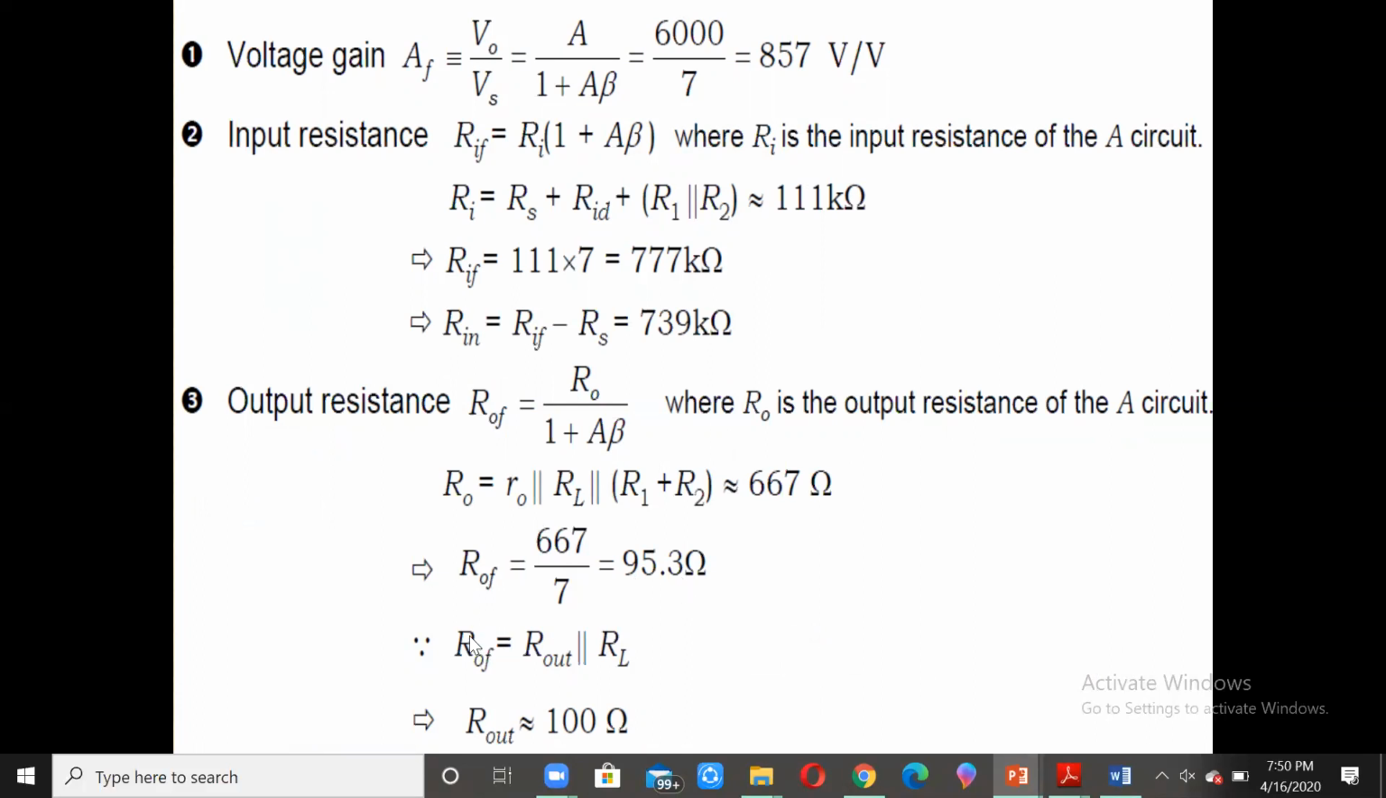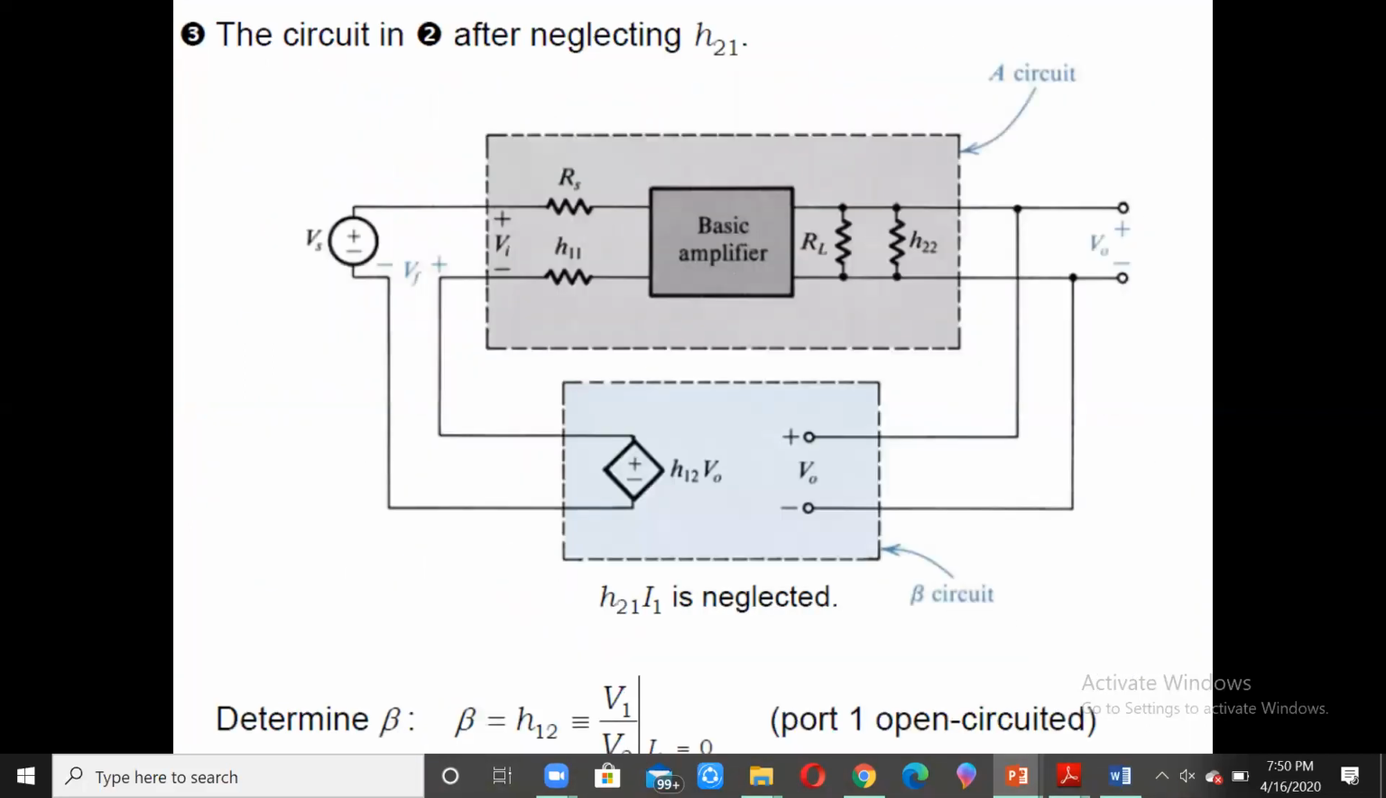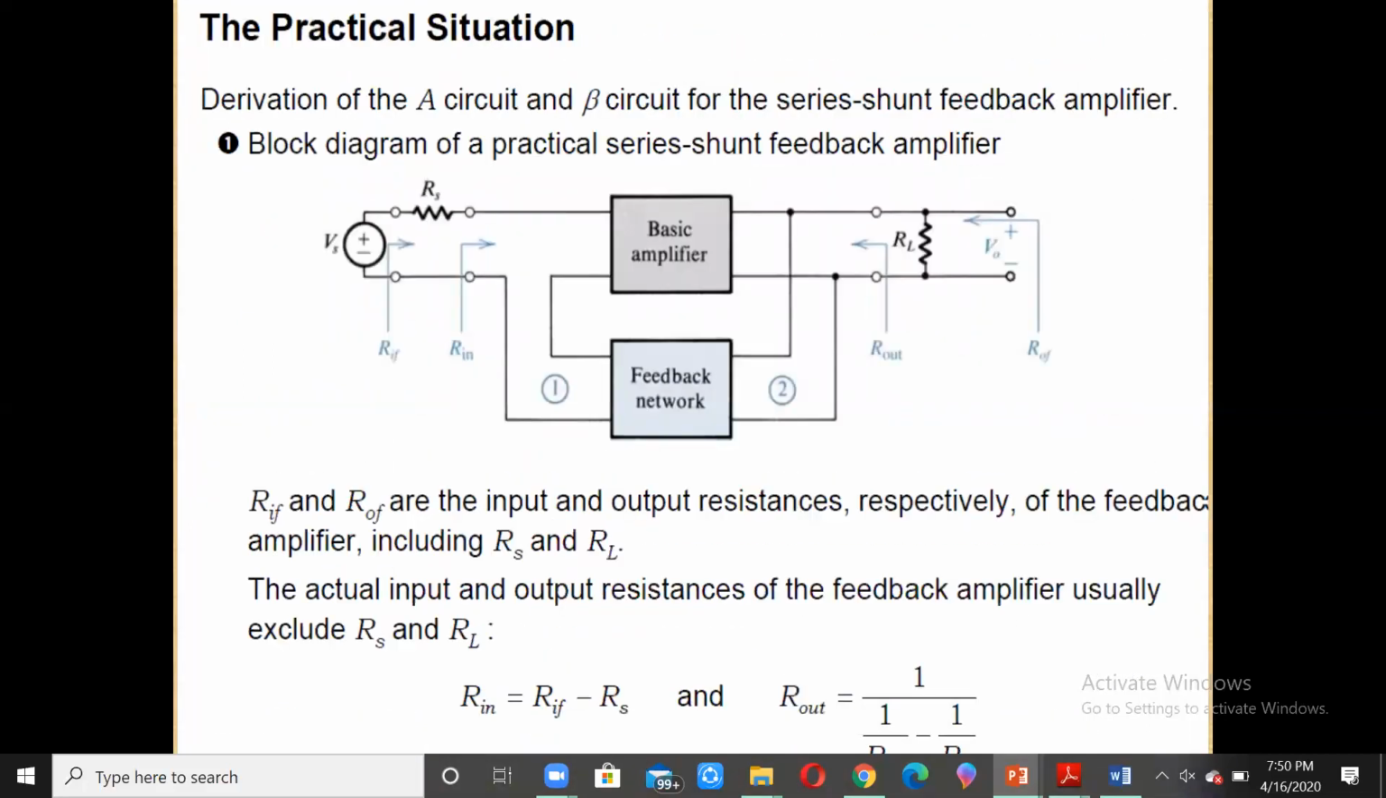And that will give us ROF equal to R out in parallel with RL. Therefore, R out will be, we need to write again the formula, which corresponds to 1 divided by 1 by ROF minus 1 by RL, and that will be 100 ohms. This is the formula which we have written over here for R out: 1 divided by the quantity 1 by ROF minus 1 by RL.